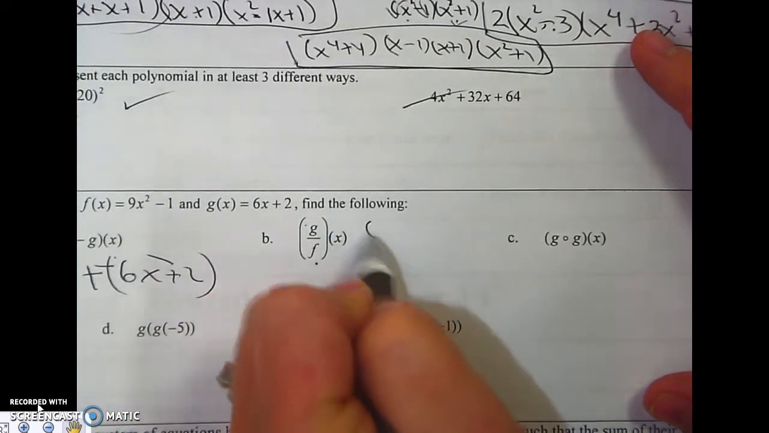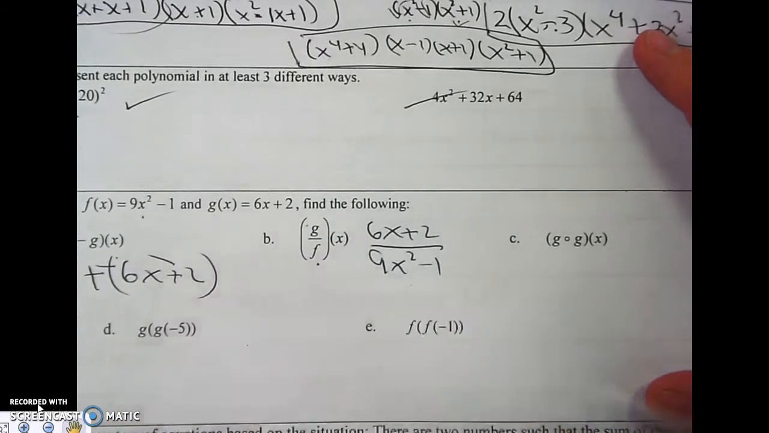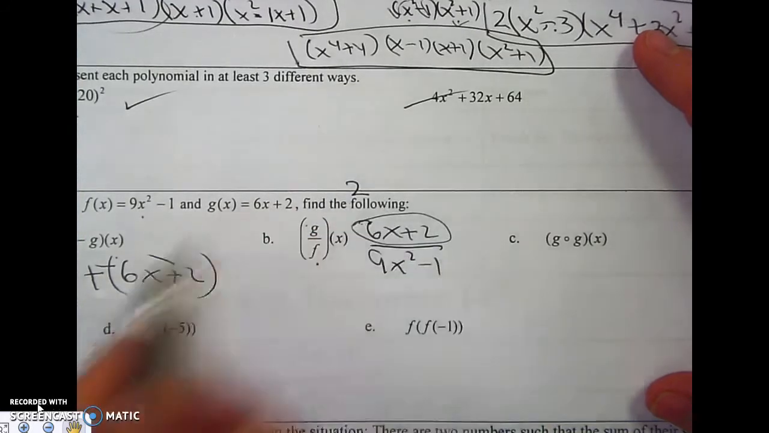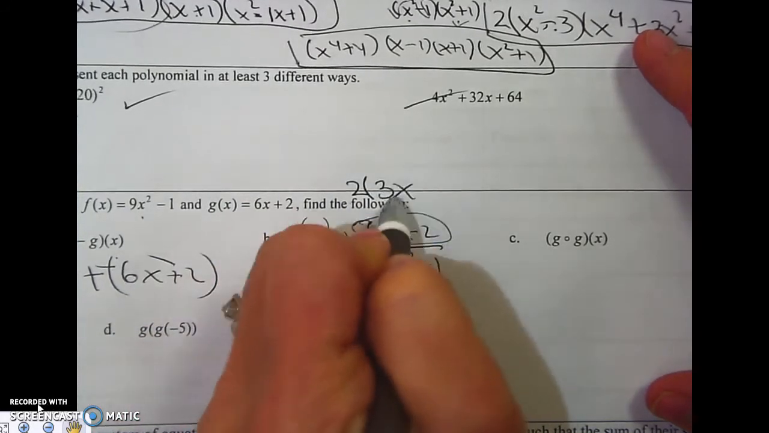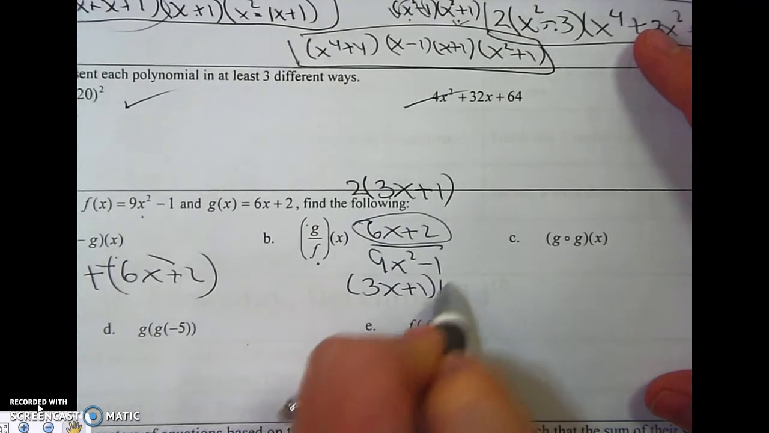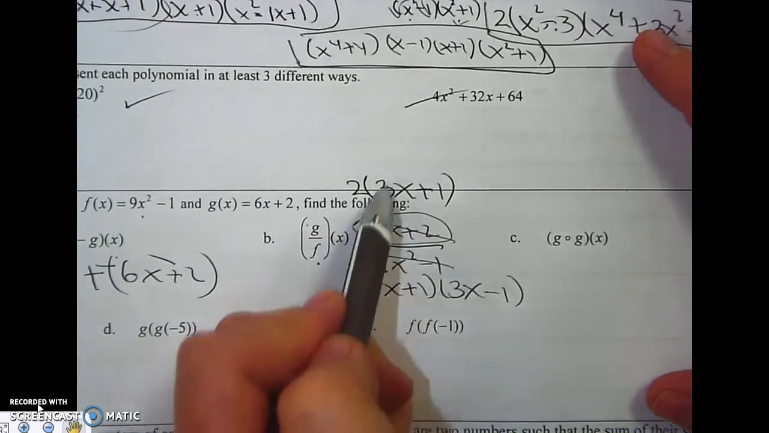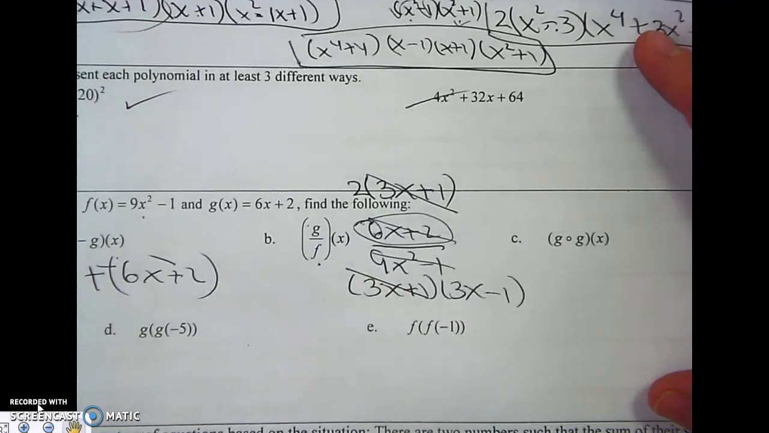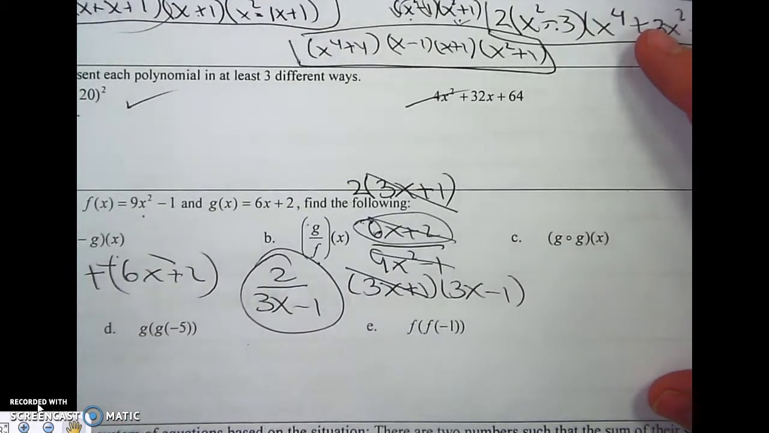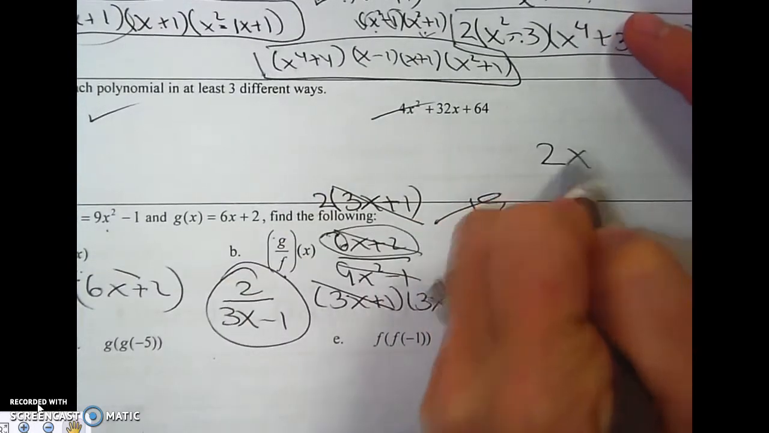This is g, 6x plus 2, and this is f, 9x squared minus 1. So you're going to factor the top, which means I take out a 2, and I'd be left with 3x plus 1. Now I look and see they have something on top and something on bottom, and I'm left with 2 over 3x minus 1.